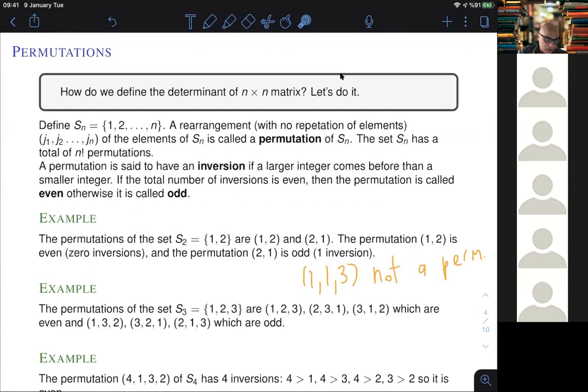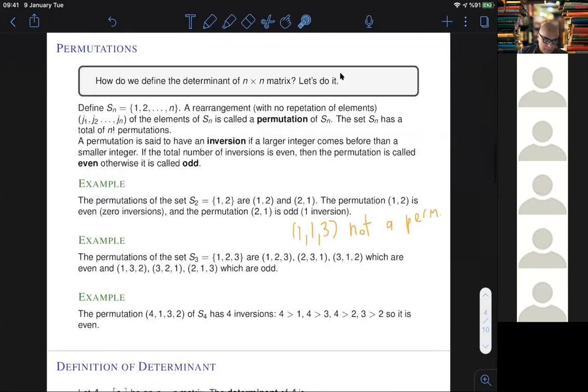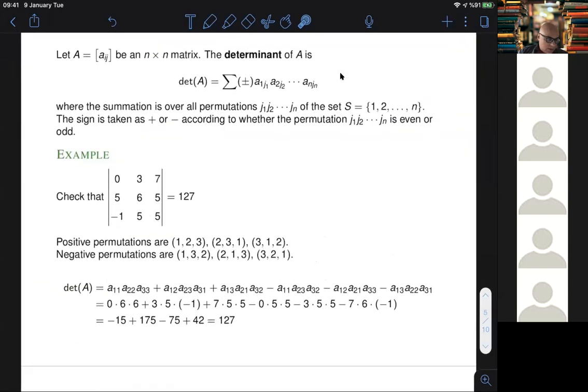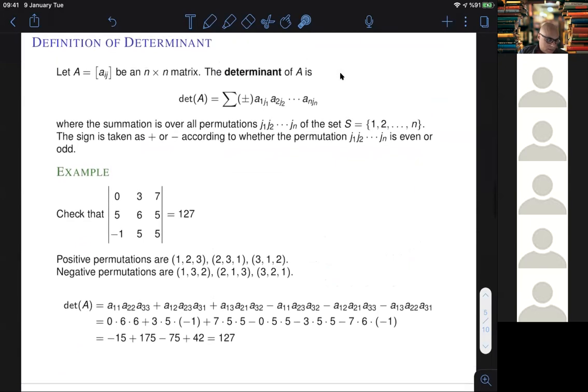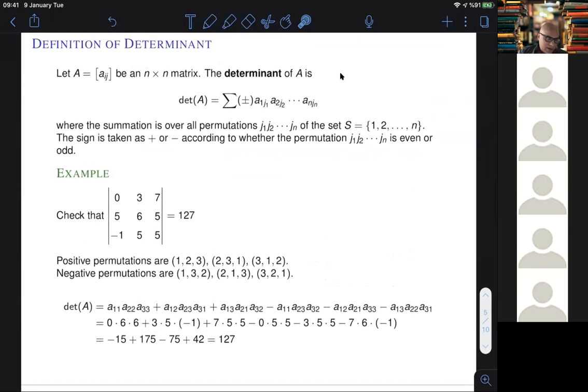Okay, let's go back to the general definition then. I think I explained this, so I don't want to go over it again. This is the 3 by 3 determinant. We explained that these terms correspond to the even permutations, and these terms correspond to odd permutations, so they come with a negative sign.